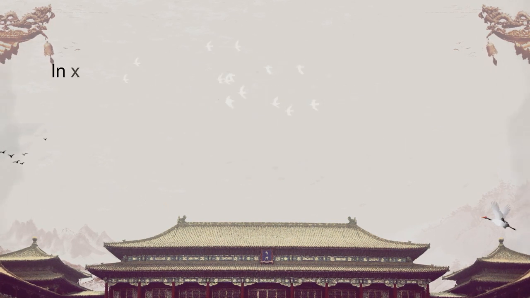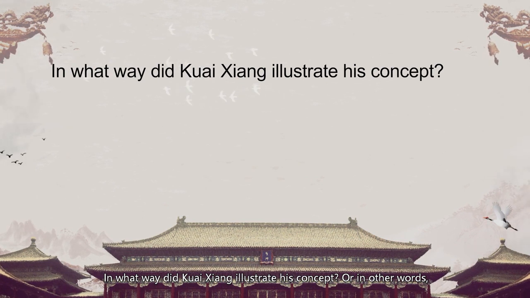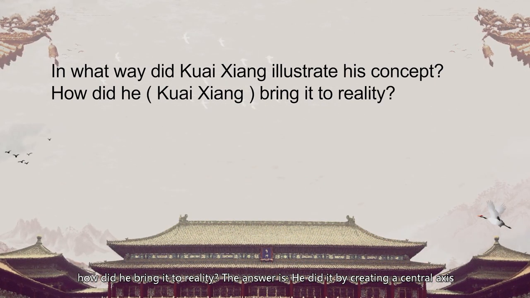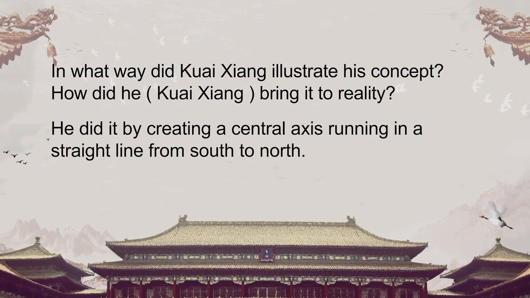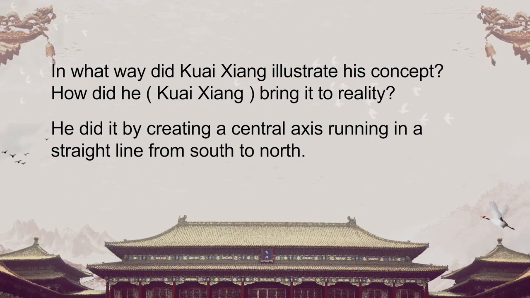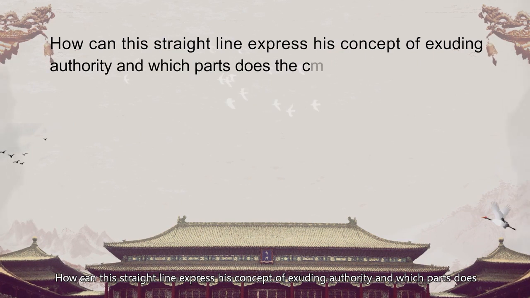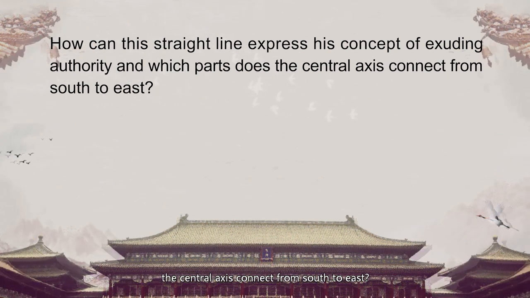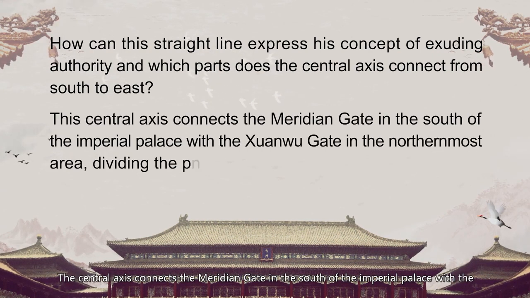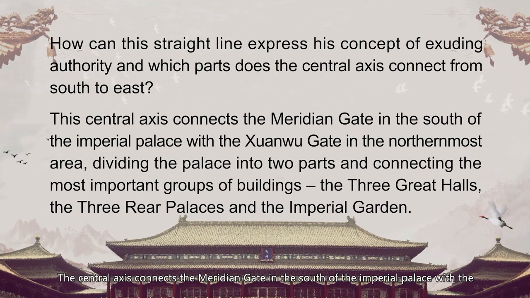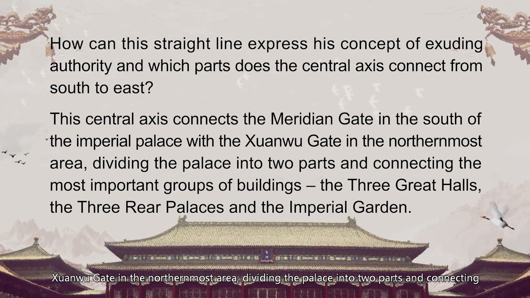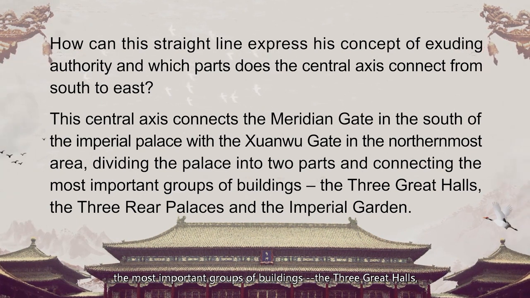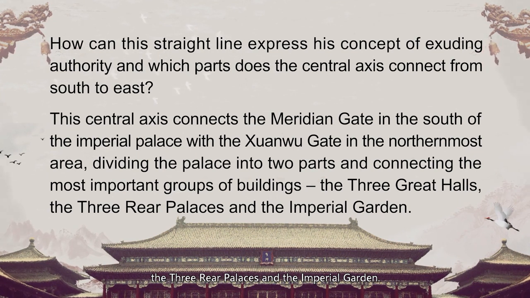Okay, now, next question. In what way did Kuai Xiang illustrate his concept? Or in other words, how did he bring it to reality? The answer is, he did it by creating a central axis running in a straight line from south to north. How can this straight line express his concept of exuding authority, and which parts does the central axis connect from south to north? This central axis connects the Meridian Gate in the south of the Imperial Palace with the Xuanwu Gate in the northernmost area, dividing the palace into two parts and connecting the most important groups of buildings, the three great halls, the three rear palaces, and the Imperial Garden.